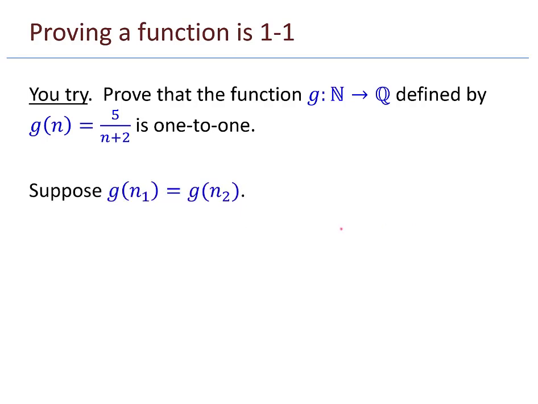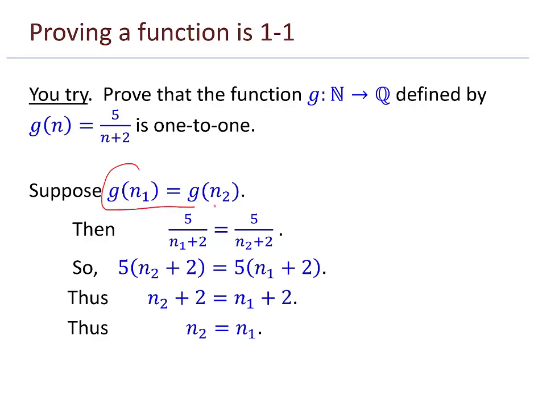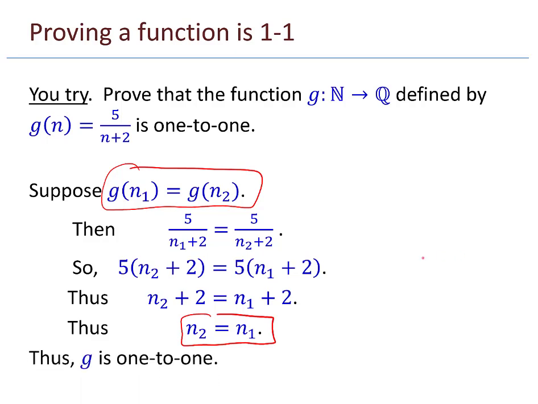Suppose g of n1 equals g of n2. Then 5 over n1 plus 2 equals 5 over n2 plus 2. Cross multiply: 5 times n2 plus 2 equals 5 times n1 plus 2. Divide both sides by 5, subtract 2 from both sides. Hey, look at that, n1 equals n2. I was considering initially that perhaps n1 and n2 could be distinct elements mapping onto the same thing, but no, I cannot have distinct elements mapping onto the same object in my codomain. Thus, g is one-to-one.